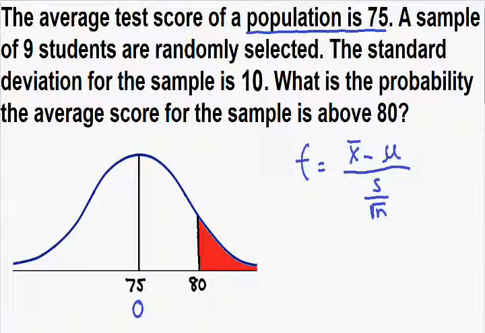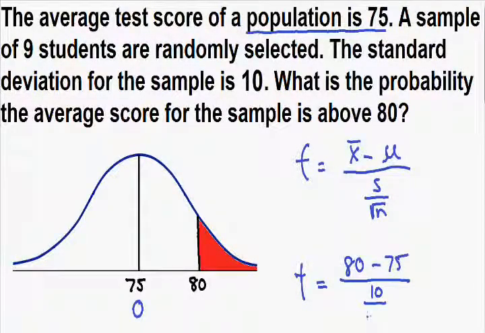If we plug everything into our formula, we have t is equal to our average of the sample, which is 80, minus our average of the population, which is 75, all divided by our standard deviation of the sample, which is 10, divided by the square root of our sample size, which is 9. If you plug all this into your calculator, we get a t-value of 1.5. So we know that our sample average of 80 has a t-value of 1.5. We can use this t-value of 1.5 to find this area in red, or the area of this tail.